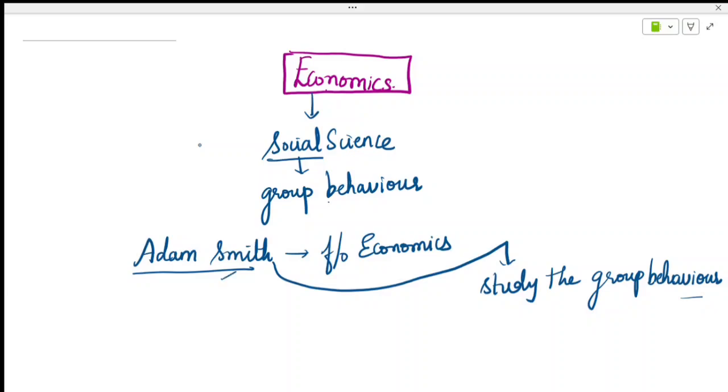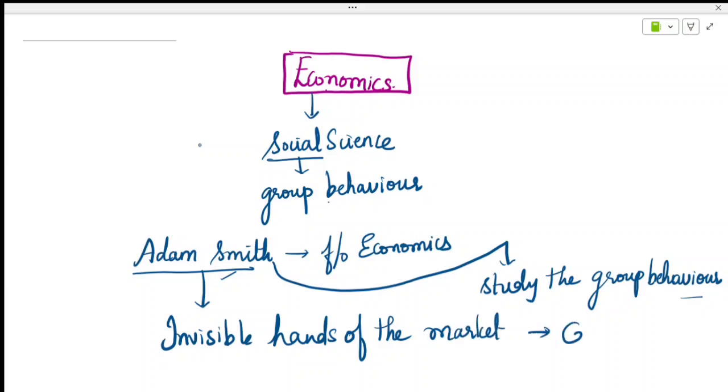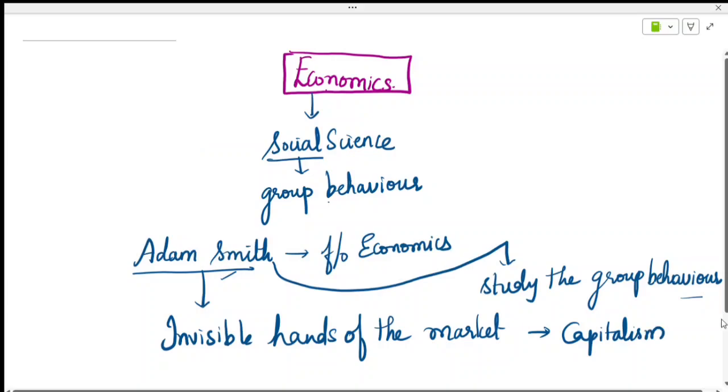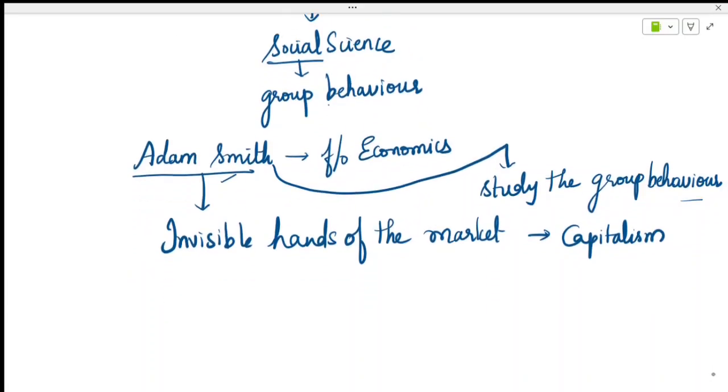Generally, UPSC doesn't ask about the names, and who gave which definition, and which type of science this is. These questions are more like State PCS. Just for understanding, to start with the subject, I have told you that economics is one type of social science in which group behavior is studied, and Adam Smith is the father of economics who studied group behavior. He also gave a concept called the invisible hand of the market, which is the basis of capitalism. We will see this when we look at different types of economies: capitalist, mixed, socialist.